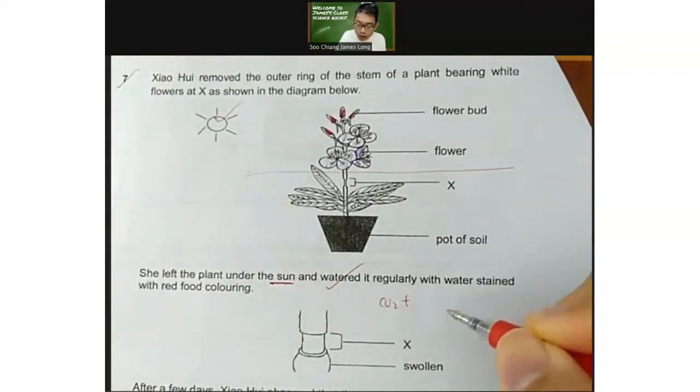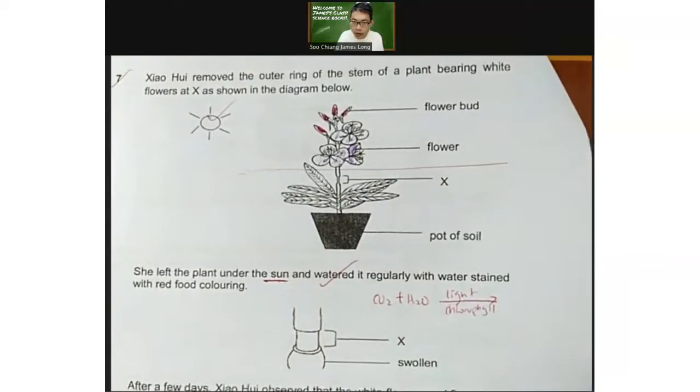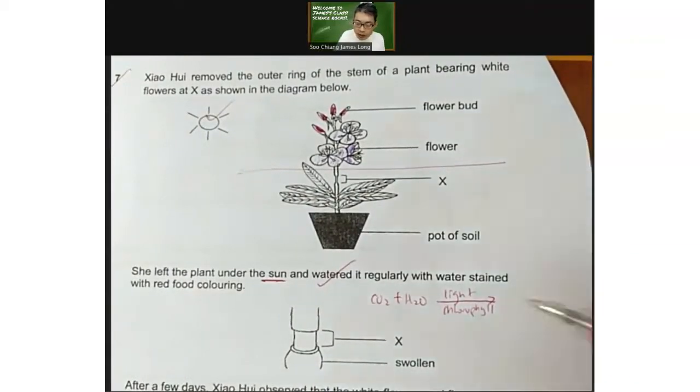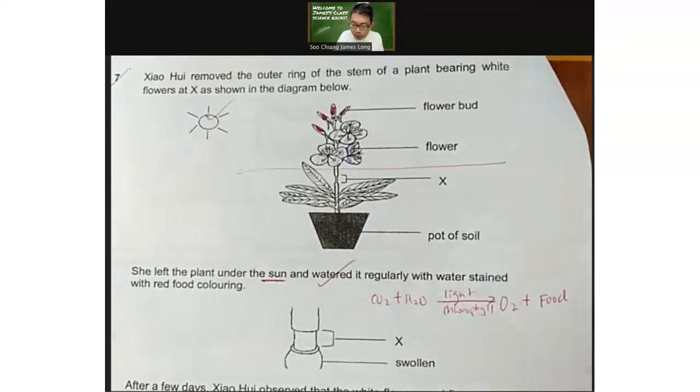What else do we need? Water. What are two other conditions? Light and chlorophyll. And what are the two important products that we need from this process? What's the gas? Oxygen. And finally, food or your sugar. Okay. And excess food is stored as starch, but that's not tested here.